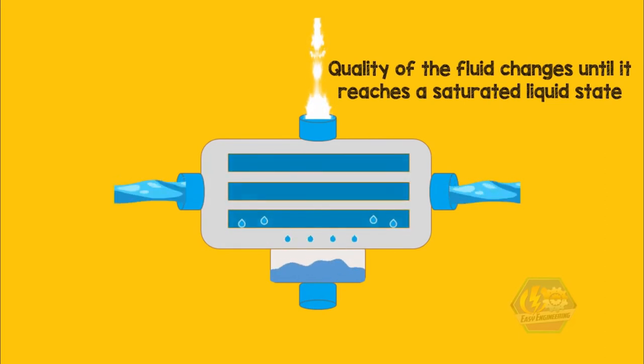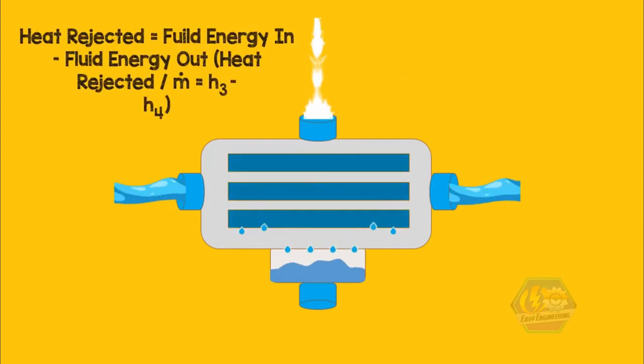The equation is heat rejected equals fluid energy in minus fluid energy out, or enthalpy 3 minus enthalpy 4. Note again that this equation is formed by using a mass and energy rate balance for a control volume at steady state, neglecting pressure drop.